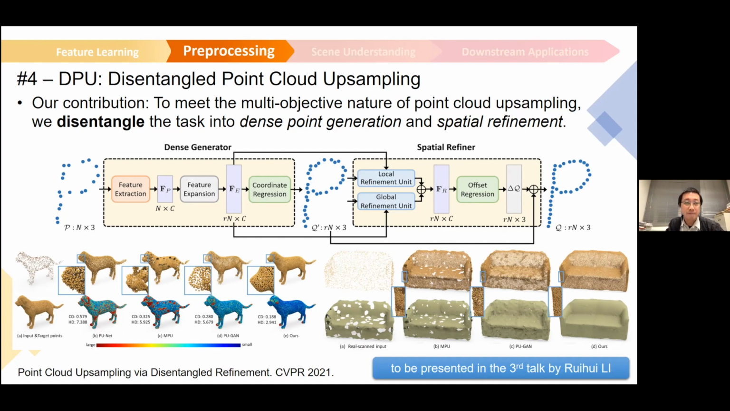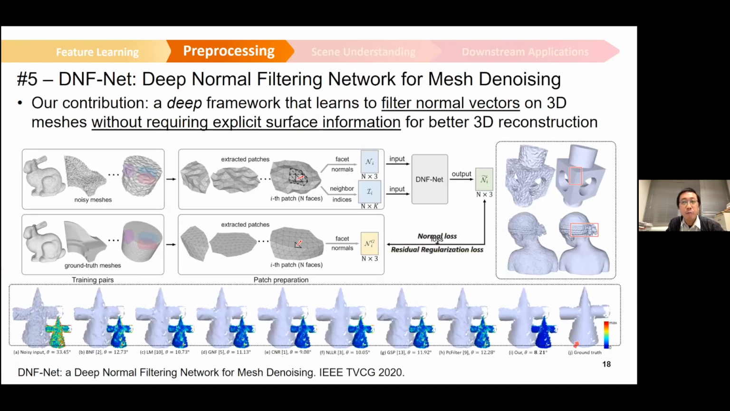Please stay tuned. Another work that we did on 3D data preprocessing is a mesh denoising work, in which we design a deep neural network to learn to filter normal vectors on 3D meshes without requiring explicit surface information, to aim for better 3D reconstruction. Due to time limit, I will skip this talk, but if you are interested in this work, you may find more technical detail in the research paper.